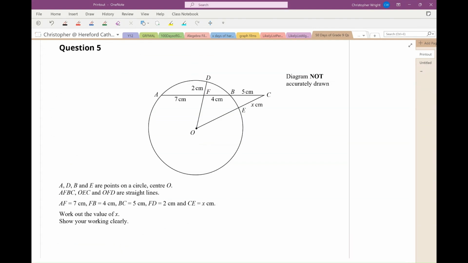Question 5. Right, let's have a look at this diagram first, and let's agree that we're likely to use the intersecting chord theorem. Okay, and now let's have a look. A, D, B, and E are points on the circle. Yes, they're labelled.